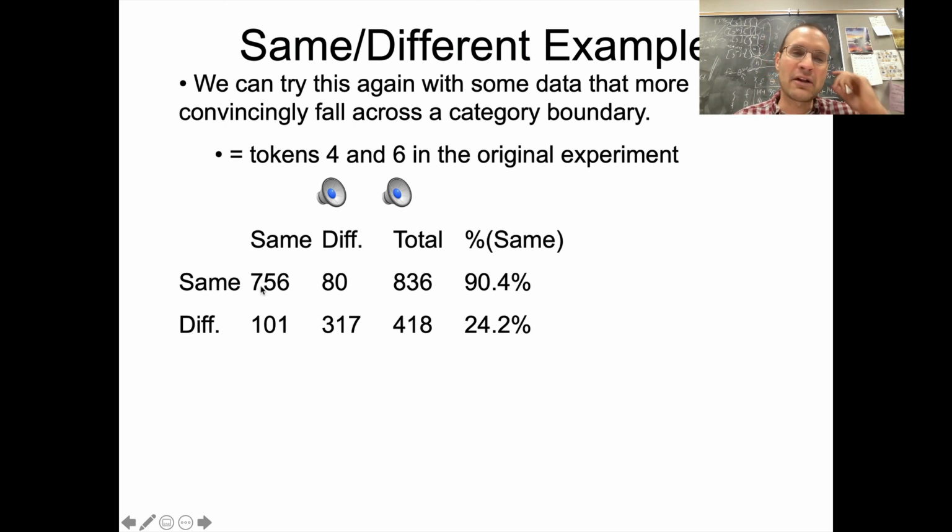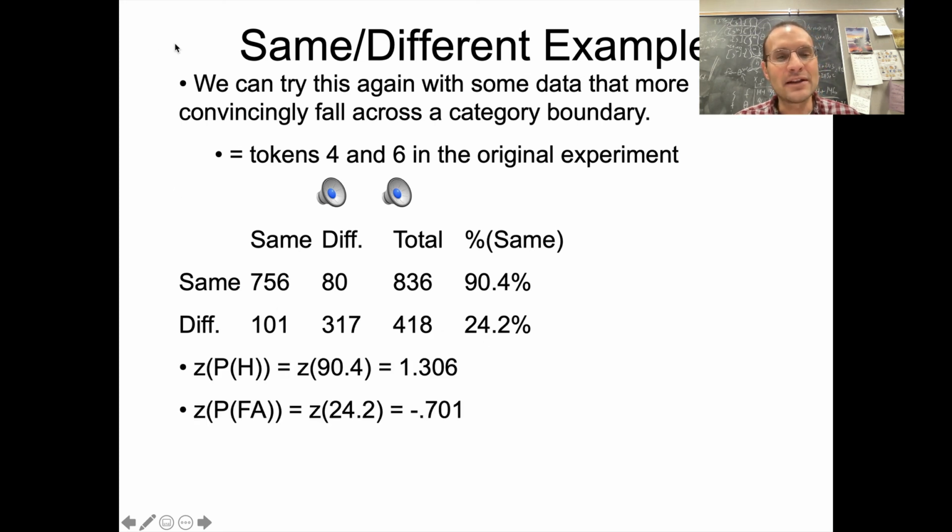So again, kind of analyzing this the same way, where we think of this as our hits and this is our false alarms. We know the total numbers of times that these stimuli have been presented. And so dividing 756 divided by 836, we get 90% plus change, and then 101 divided by 418 gives us about 24% for the false alarms.